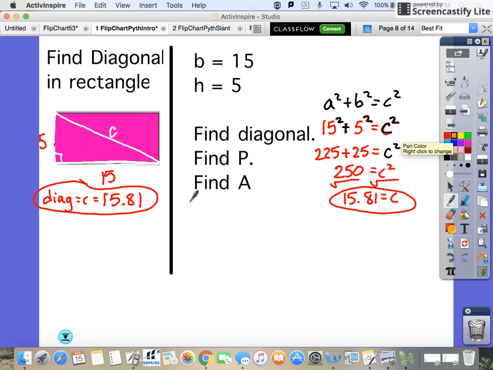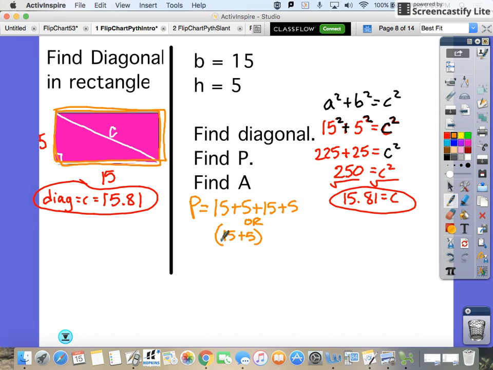Next, we need to find the perimeter, but the perimeter they're asking for is around the rectangle. So they want the perimeter of the rectangle. So we would do 15 plus 5 plus 15 plus 5, or 15 plus 5 2 times. In any event, what you get is 40. So our perimeter is 40.